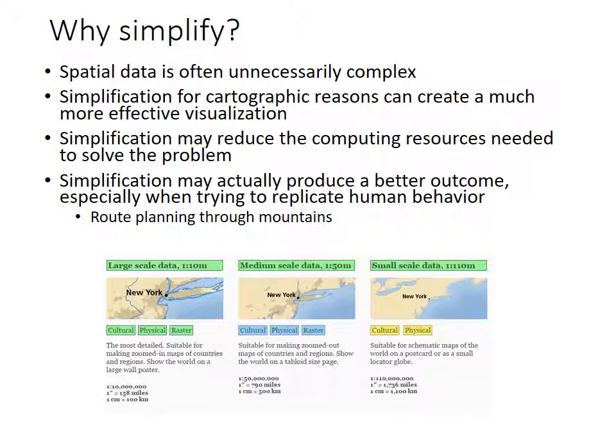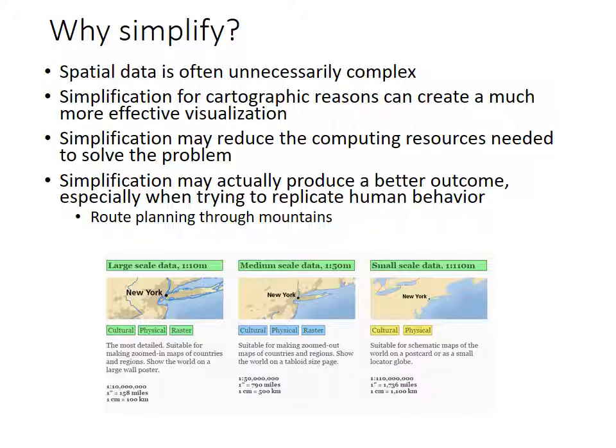So why do we simplify? Partly because spatial data is often unnecessarily complex. More often, we've got limitations with respect to the cartography. So we talked early on about how using very complex geometry can sometimes make the map appear messier than it would if you simplified the geometry.